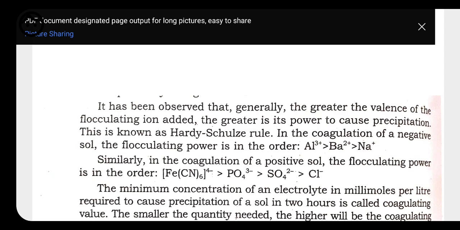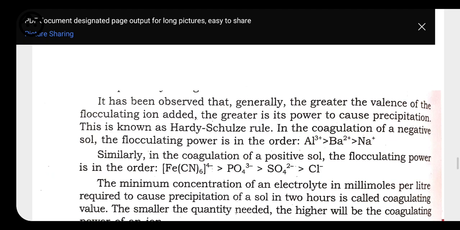Third, the coagulating power is measured in terms of a numeric value, that is called the coagulation value. The coagulating value is inversely proportional to the coagulating power. So as the coagulating value increases, the coagulating power decreases, means more charges will have a lower coagulating value. These are given by Hardy-Schulze.